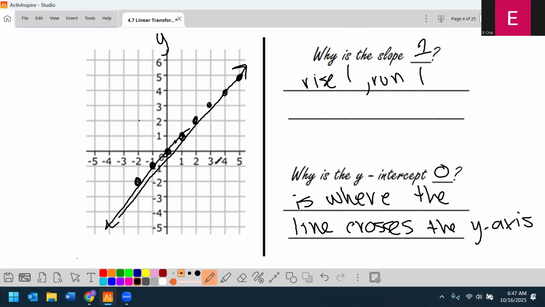Okay, so what we're doing today, we are going to be comparing lines to the parent function. So this is called the parent function. It's like the original function. Anytime we change the slope from a 1 or we change the y-intercept from a 0, it creates a different graph. And so we're going to be learning what happens to the graph whenever we change the slope and whenever we change the y-intercept.